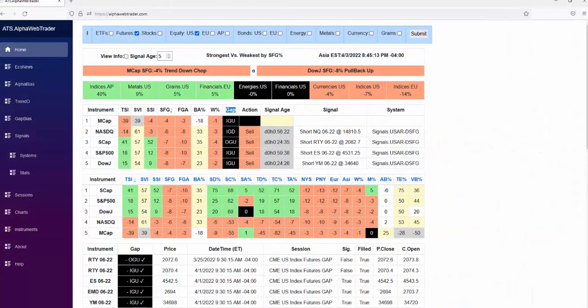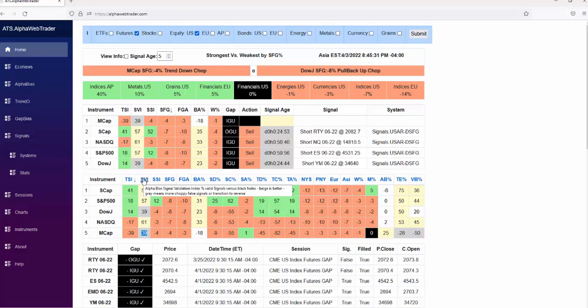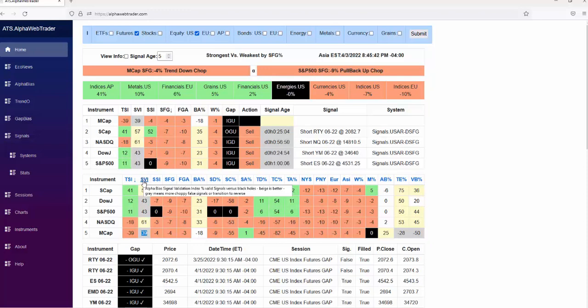or potentially more choppy. And that is, you see this gray that's showing up on this is called the SVI. If you just put the mouse over SVI here, it will give you a description of what that is. It's alpha bias signal validation index percentage. So when it's beige, that means everything is good. Markets are moving. But when you start to see gray pop up, it means more choppy, false signals, or transition to reverse. And you see how the gray is popping up here on Sunday evening.